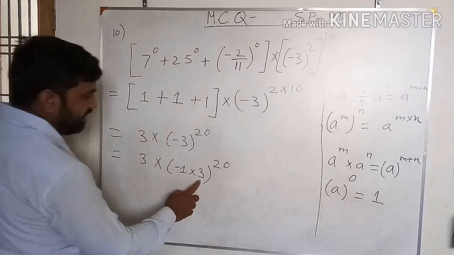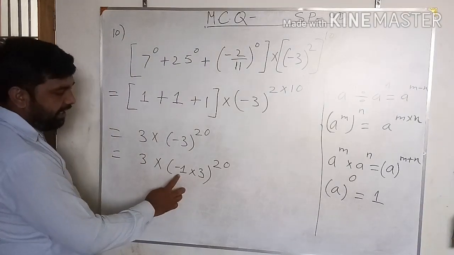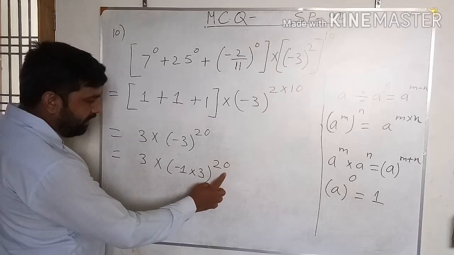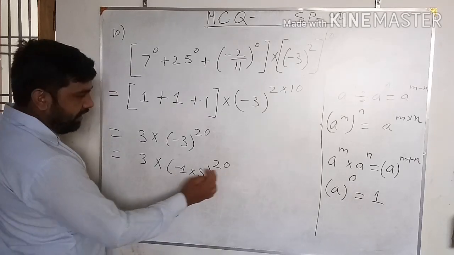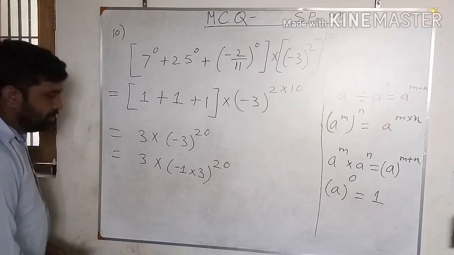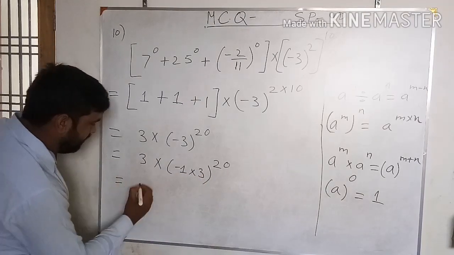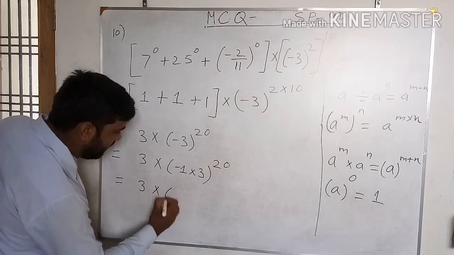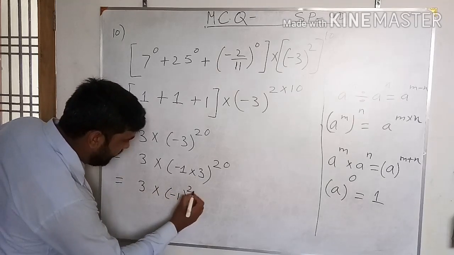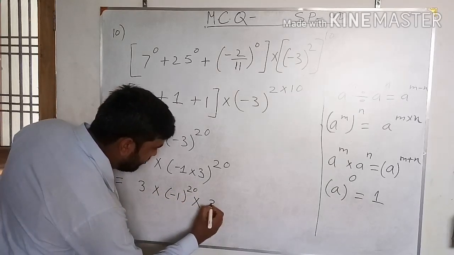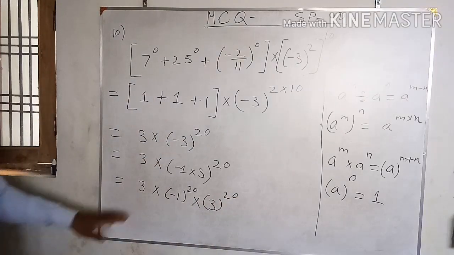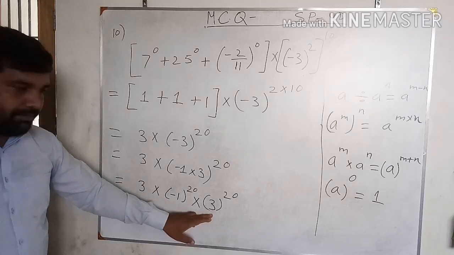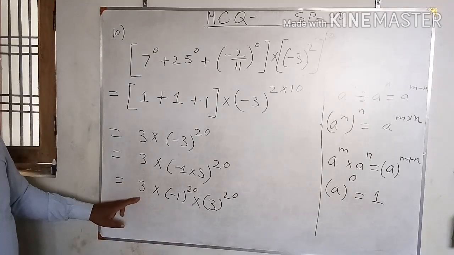Now here there are two different bases, minus 1 and 3, and the power is common to both. This power 20 is for the minus 1 and also for 3. So when we expand this exponent, we can write minus 1 to the power 20 multiply 3 to the power 20. Now we have made the bases the same. This is also plus 3, this is also plus 3.